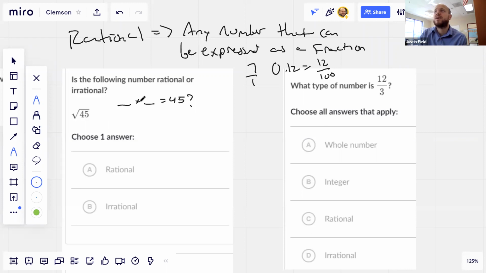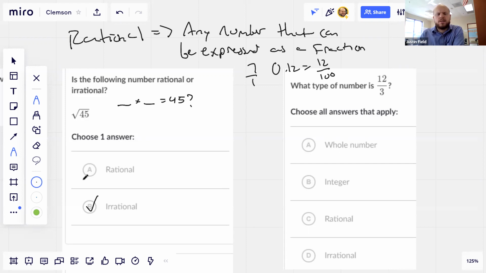5 times 9? 5. Yeah. But the same number twice. No, because 3 times 3, 4 times 4, 5 times 5 is 25. 7 times 7 is 49. 6 times 6 is 36. 45 is in between those two numbers. And the decimal is going to go on forever, and it's never going to end. That's called an irrational number.